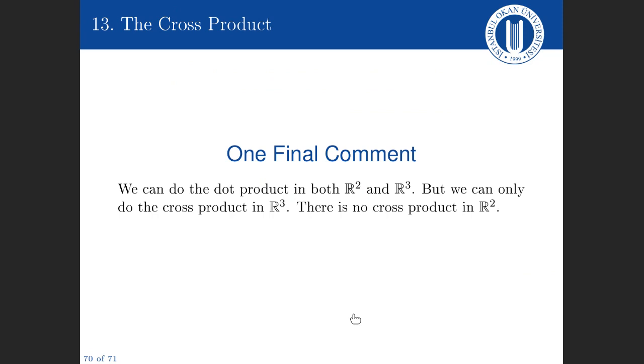One final comment before I finish. We can do the dot product in both 2 dimensions and in 3 dimensions. But for the cross product, we need to be able to hold up our left hand to determine the direction of u cross v. And we can't do this in 2 dimensions because our hand only exists in 3 dimensions. Because of this, we can only do the cross product in 3 dimensions. There is no cross product in 2 dimensions.